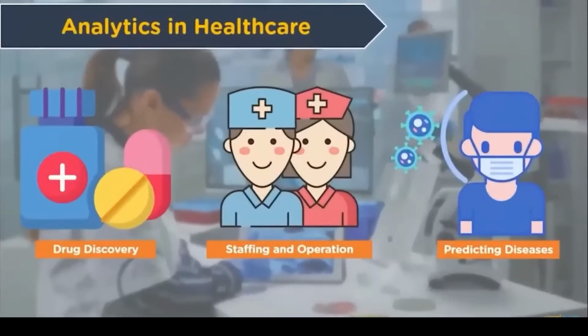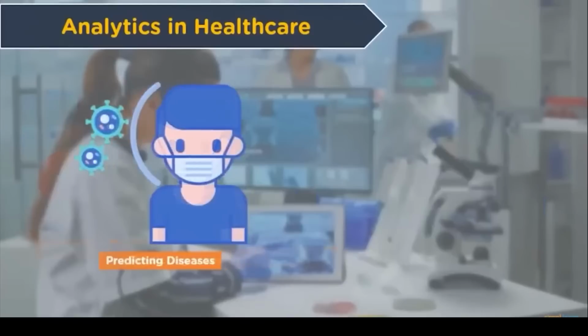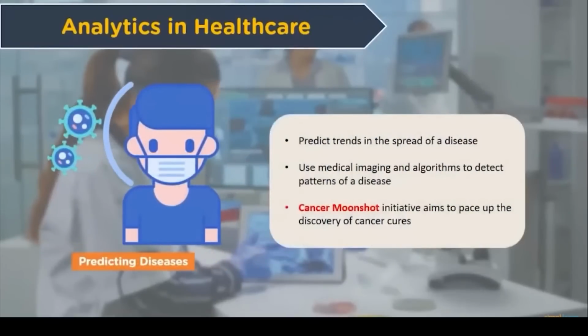Next, we'll talk about predicting diseases. So business analytics can also predict trends in the spread of illness, allowing doctors, hospitals, medical staff, and individuals to adequately prepare themselves. For example, in the case of coronavirus, analyzing data to predict future spikes in cases can help hospitals ensure that staff have enough protective equipment and patient beds. Using medical imaging and algorithms, physicians can detect diabetic retinopathy, which is a condition that damages the eye due to diabetes, and algorithms can also help detect cancer cells in a patient.